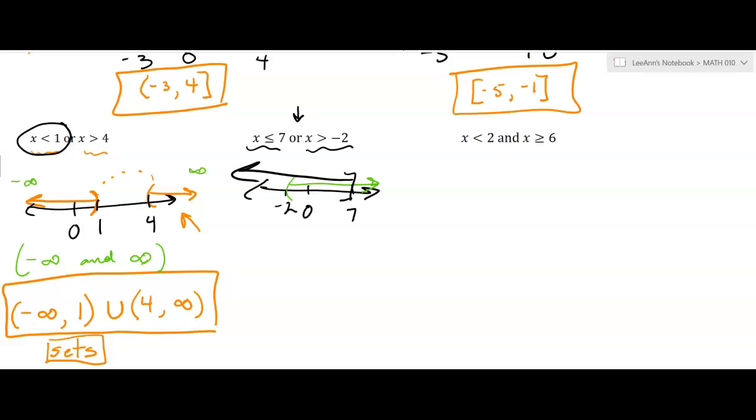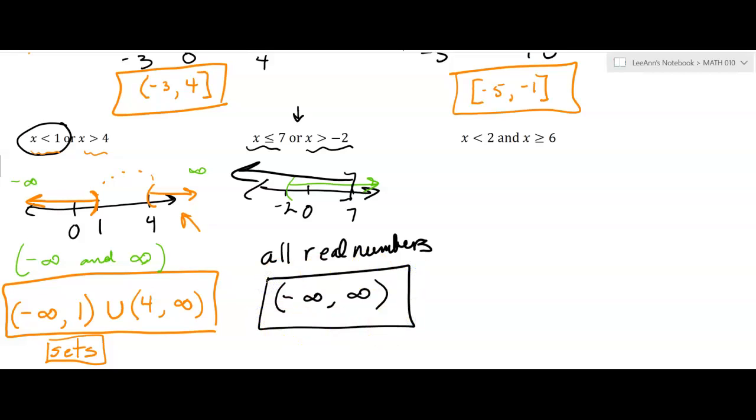Well, if you look at that, doesn't that include all the numbers? So what we have here is all real numbers. Now some textbooks will write that, all real numbers. That would be the set of numbers we're talking about in this situation. But to write it in interval notation, we write it as parenthesis, negative infinity to infinity, parenthesis.